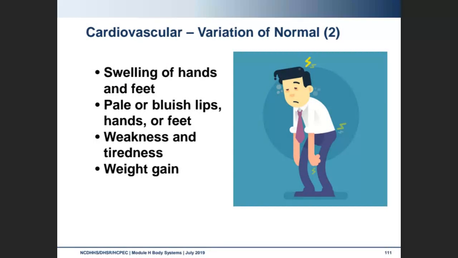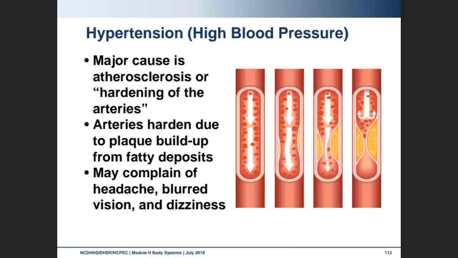And now we're going to talk about a couple of conditions of the cardiovascular system that are pretty common that you're likely to come across. The number one being high blood pressure, also known as hypertension. The major cause of high blood pressure is atherosclerosis, or what you may have heard referred to as hardening of the arteries. So as we age, our arteries harden due to buildup, like plaque buildup from fatty deposits.